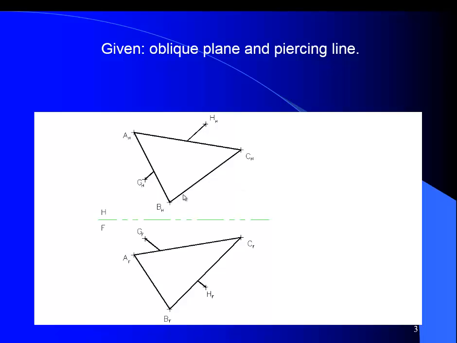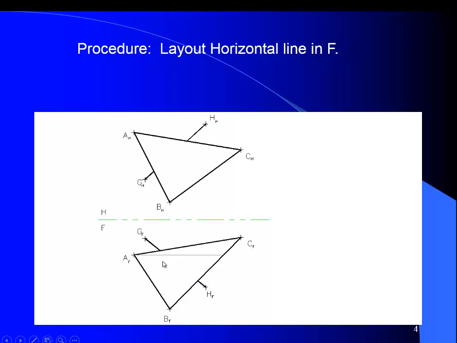So here I've got line GH that pierces plane ABC, and I want to know exactly where that is. So in order to do that, I need to find an edge view of this plane. And again, the steps to do that is I need to find a true length line on this plane so that I can then find the point view. So I'm going to create in the front view a horizontal strike line and project that up, and then show my true length strike line in the horizontal plane here.